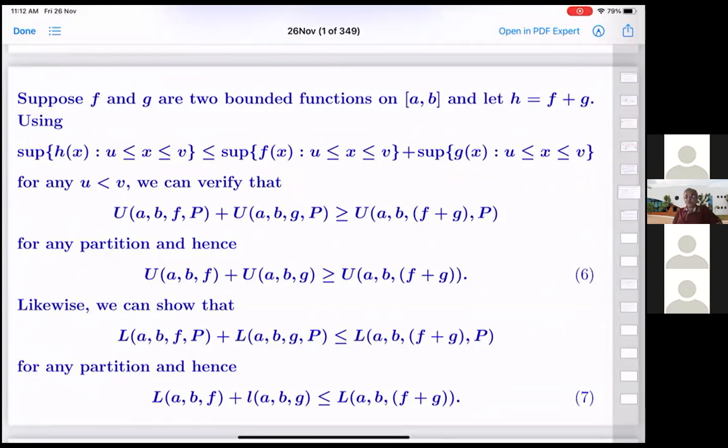Let's think about now what can we do. Simplest, now we have to start with functions. We had done, if you have two continuous functions, their sum is a continuous function. So now let's start. If f and g are two bounded functions, h is equal to f plus g, using that supremum of h over any interval is always less than or equal to supremum of f over that interval plus supremum of g over that interval.